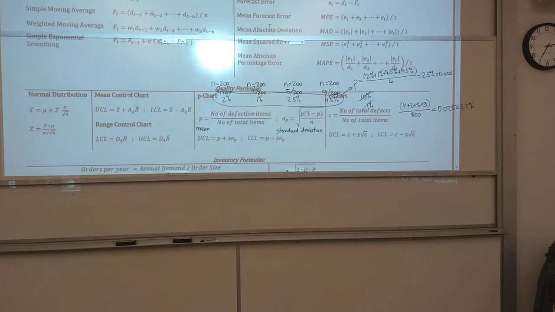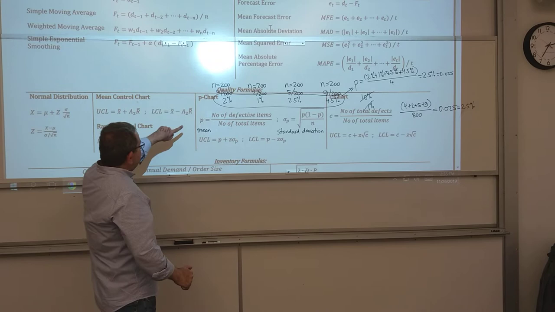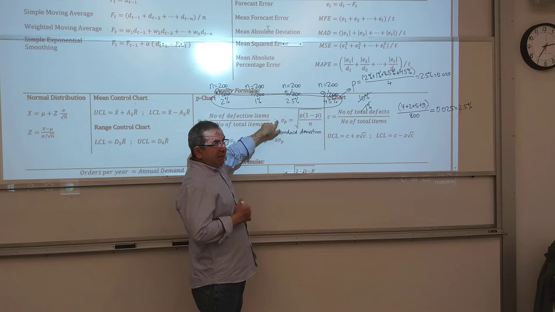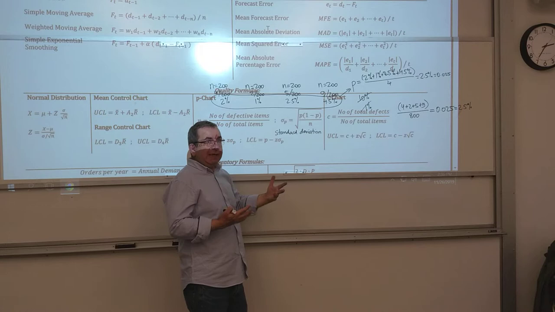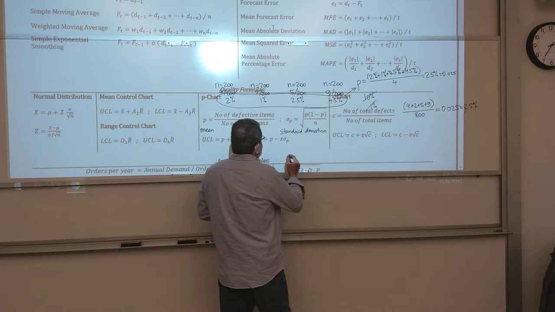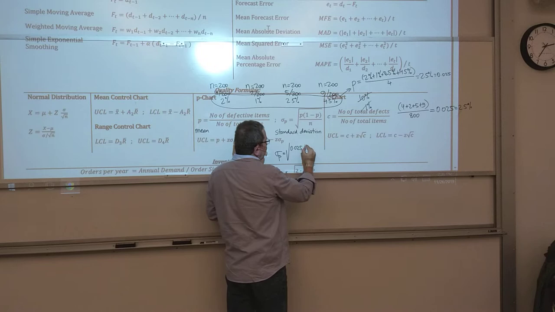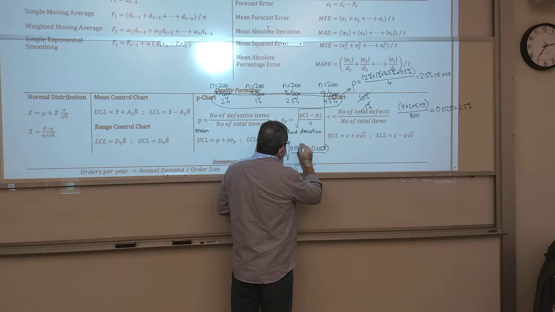So this is the p value, the mean. Sigma sub p is the standard deviation. For the standard deviation, we need to know p, which we already calculated here. So let's calculate this. Sigma sub p will be the square root of 0.025, this is p, times 1 minus p, 1 minus 0.025, divided by 200.